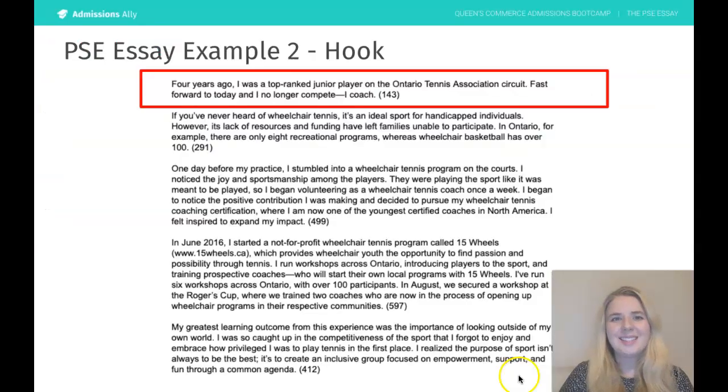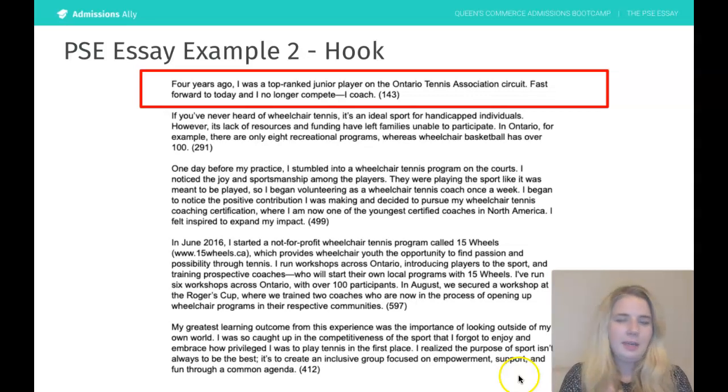Okay, let's look at this next example here. So this one's going to be quite different. So we're using this to show you a variety. It doesn't need to be one type of way. So this is the hook. So it says, 4 years ago, I was a top-ranked junior player in the Ontario Tennis Association circuit. Fast forward today, I no longer compete, I coach.